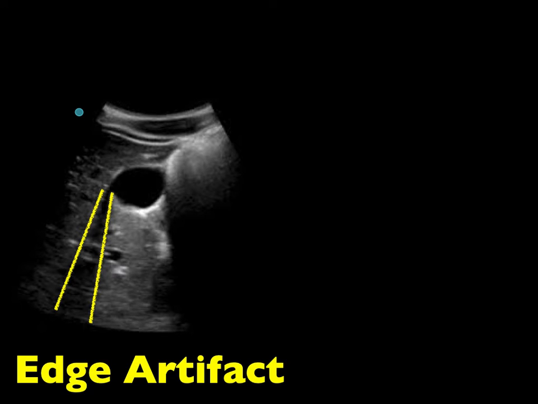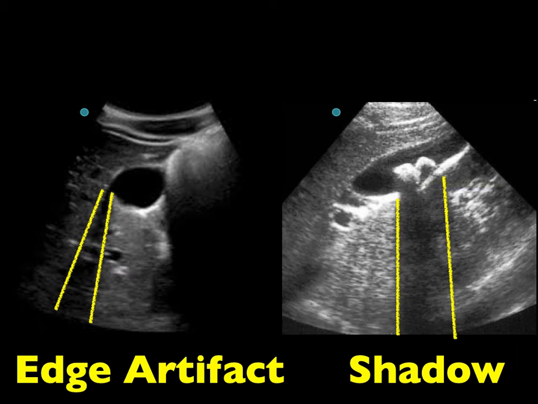You might suspect an occult stone here because of the shadow that you're seeing. However, as you might remember from your physics session, this is edge artifact. Edge artifact is a black signal which appears to emanate from the edge of curved structures, like the gallbladder or a cyst. This occurs because the curved surface of the gallbladder reflects ultrasound waves in a direction other than back to the crystal that emitted the waves. Without return of the echo, a black signal is produced. Edge artifact is important because it is often confused for shadow.